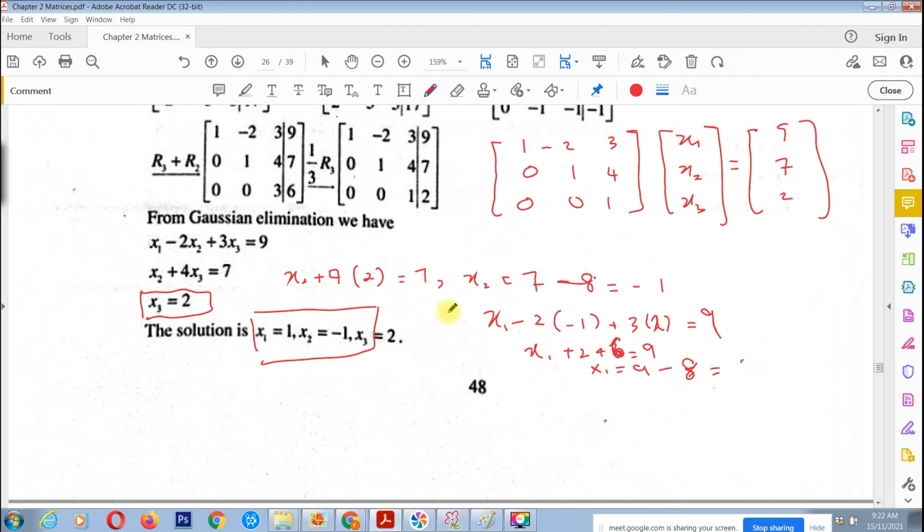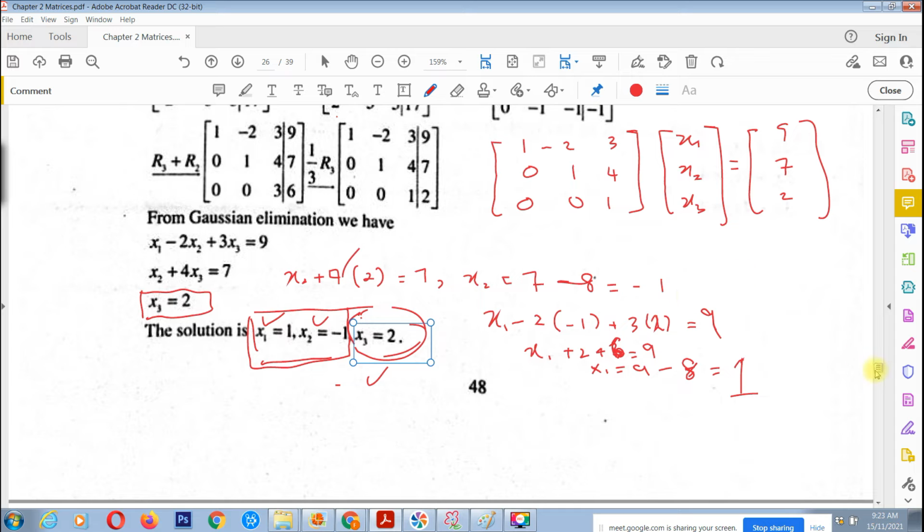How do they get 2? Negative 1. Two. So x1 equals 1, x2 equals negative 1, x3 equals 2. Okay, that is correct.